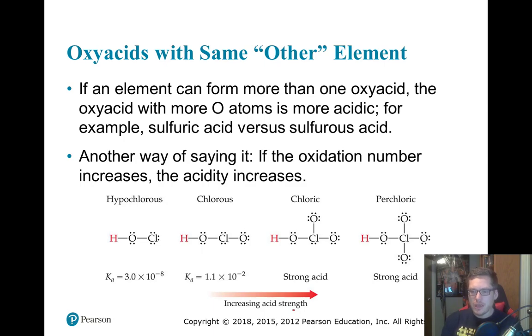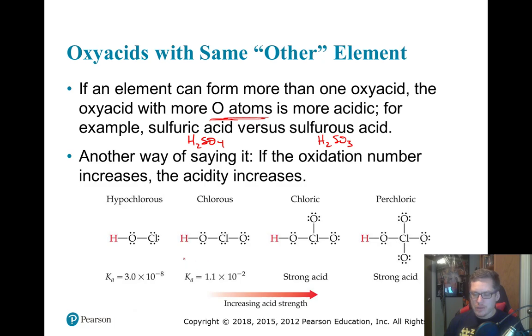Right. Now, if your oxyacid is with the same other element, so if an element can form more than one oxyacid, the one that has the most oxygen atoms is the most acidic. For example, sulfuric acid versus sulfurous acid. Remember, sulfuric acid would be H2SO4, and then sulfurous acid would be H2SO3. Essentially, if the oxidation number increases, the acidity increases.